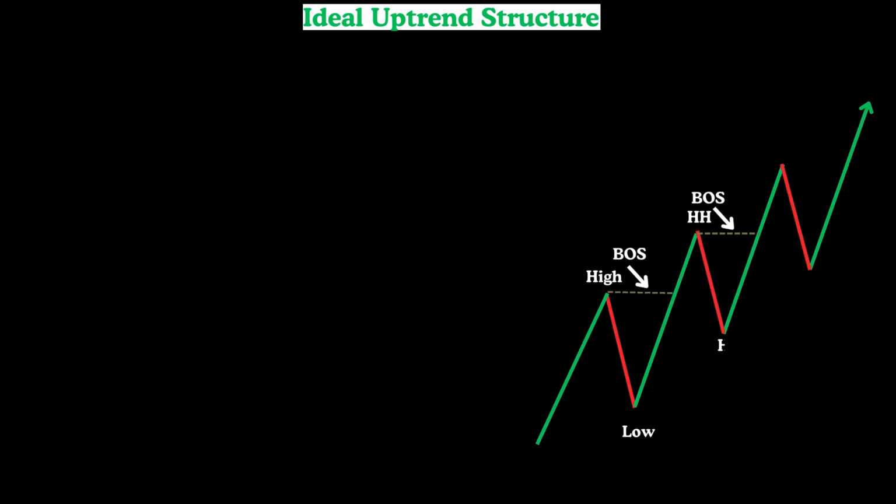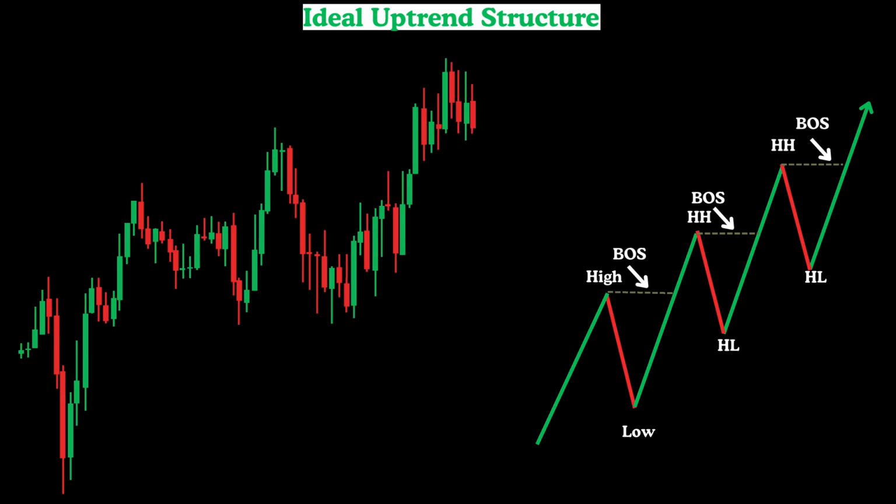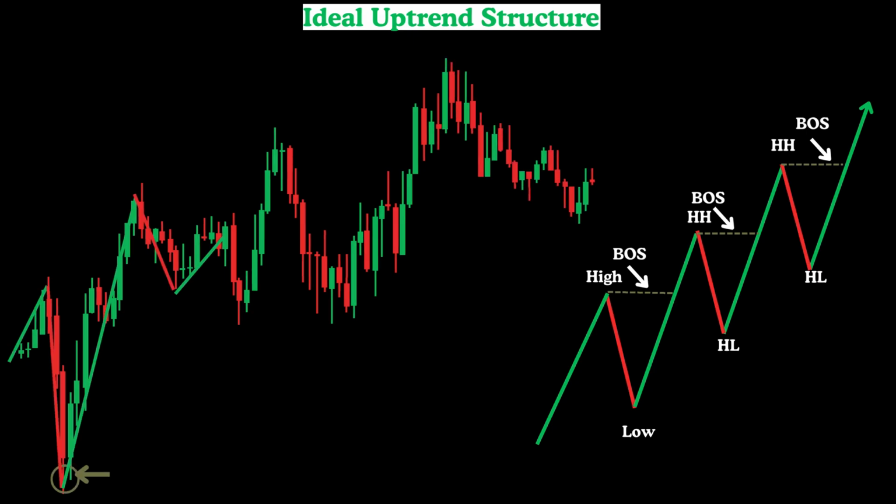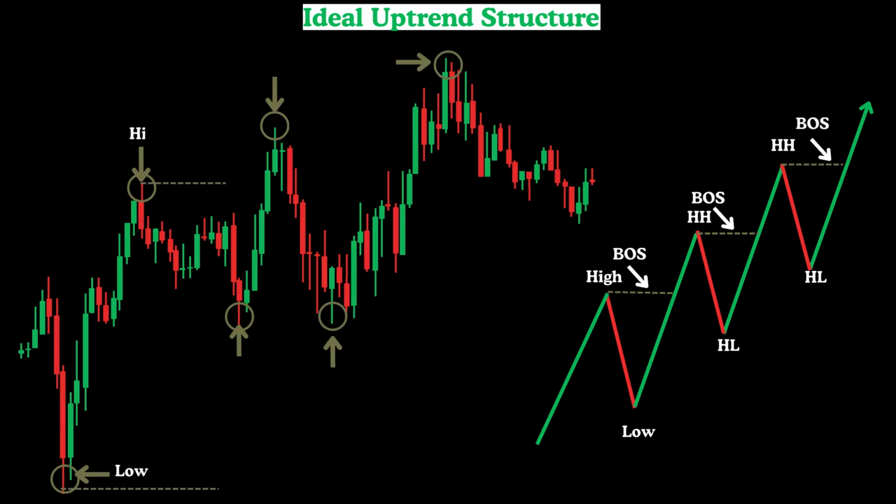Let's start with a basic overview of market structures and then move into the essential elements of advanced market structures. Picture a market structure that illustrates a textbook uptrend. I call this type of structure ideal because it's uncommon to see an uptrend in the real market that follows this exact pattern. Price action usually doesn't unfold with such perfection. However, to better grasp the concept of an uptrend, we'll quickly examine this ideal structure before transitioning to a more realistic version that's frequently observed in live markets.